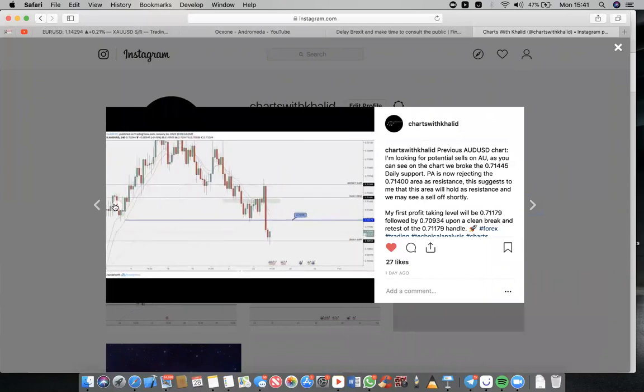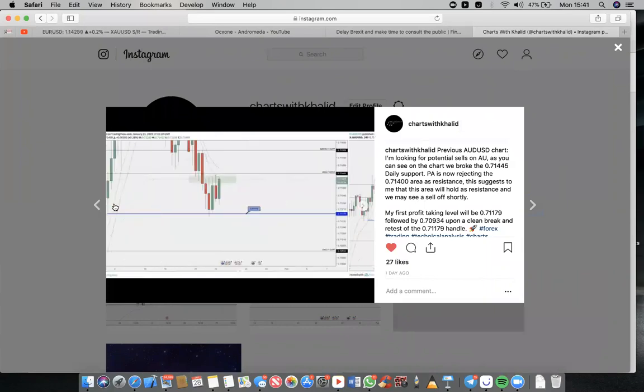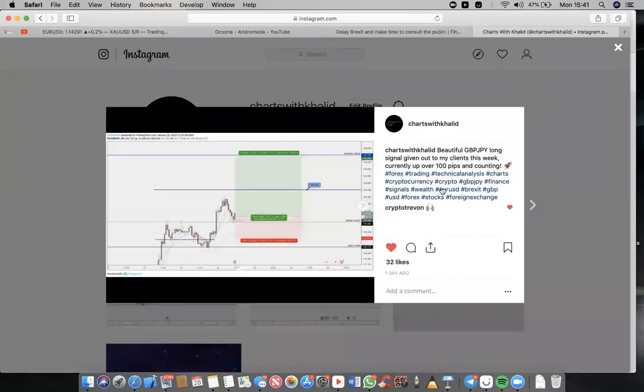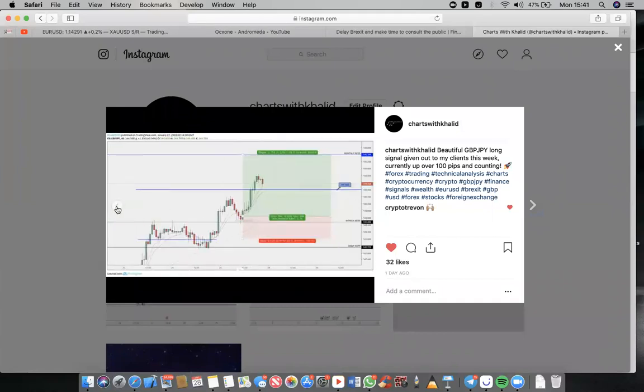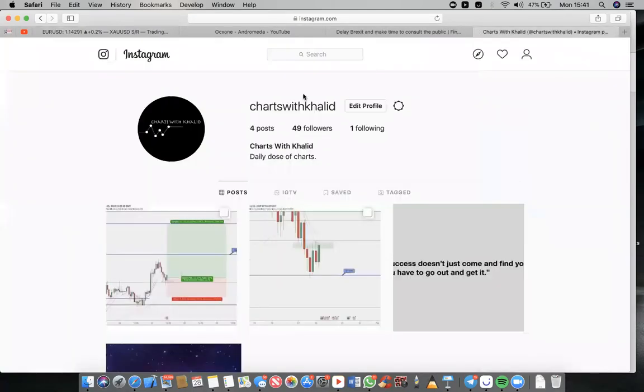So I had Aussie dollar there. Actually, both targets were hit. If you had followed that, you would have made money. Had the USDJPY long, which was quite nice. Again, if you had seen that, then you'd have made some money.